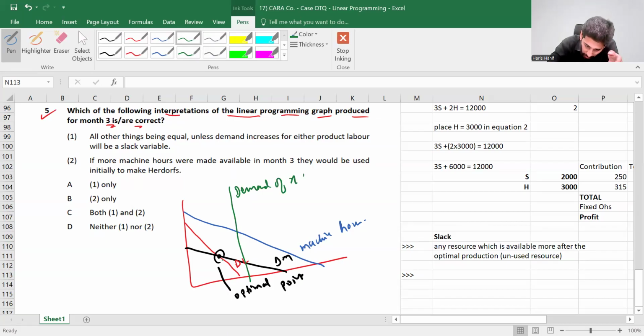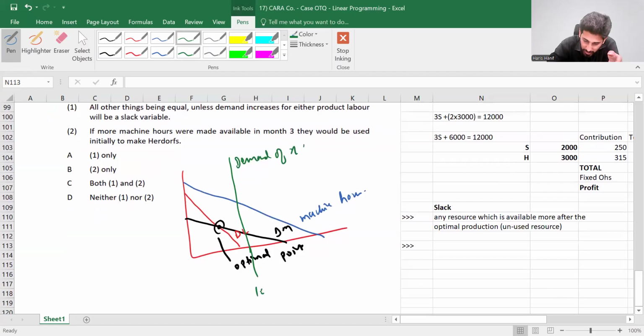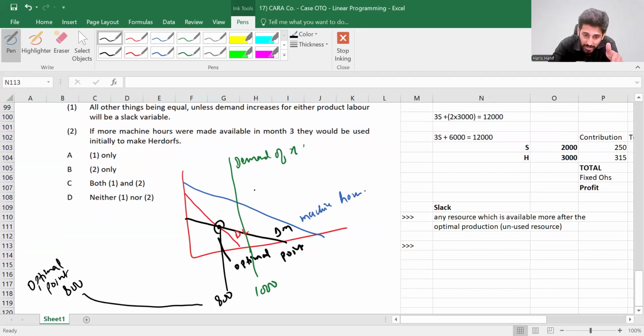Demand of X. Now again, let's say, for example, this yellow color represents 1,000, and this is my optimal production plan, let's say, 800. So the optimal production plan is 800. First of all, I'm just explaining the concept of the graph. So what is the optimal point? The optimal point is 800, right? But the maximum demand is 1,000. So that means after satisfying the optimal production plan, there is still demand left. This is also called the slack.